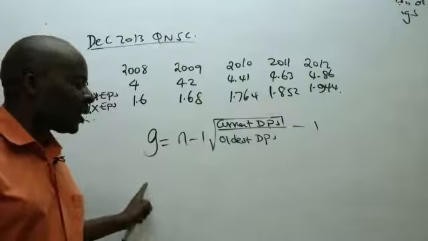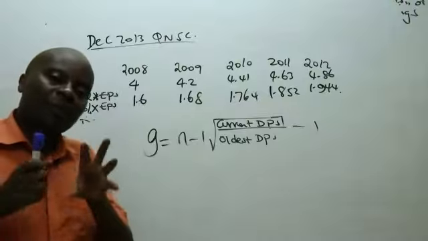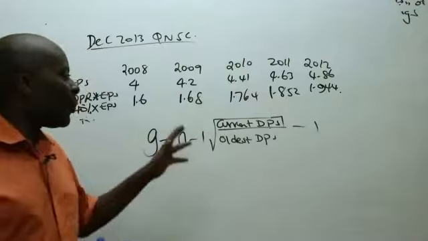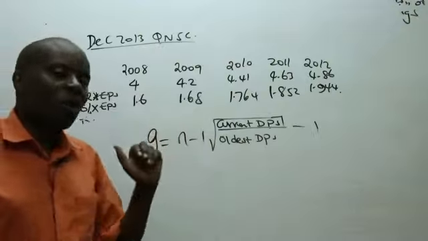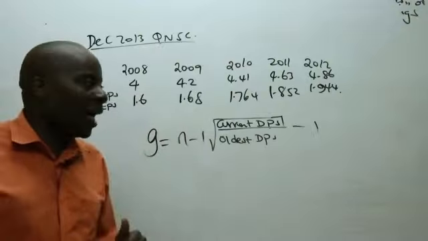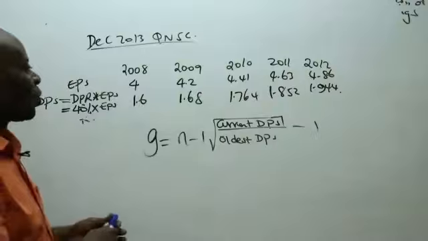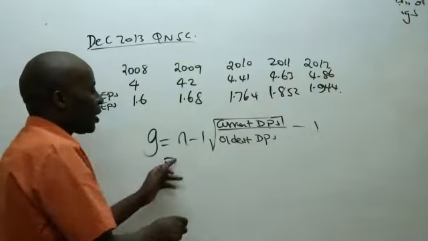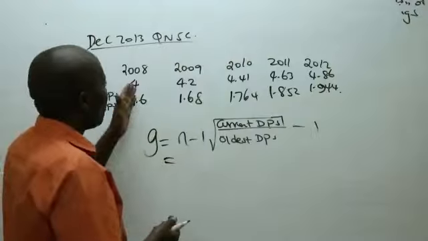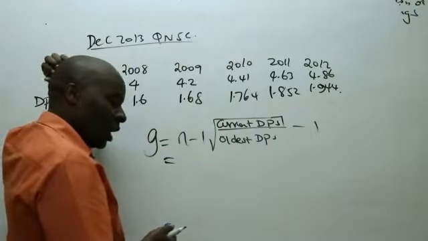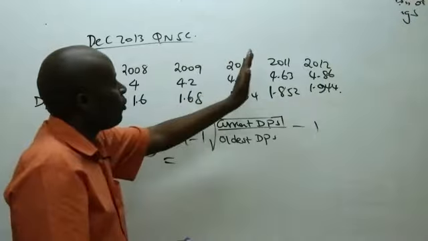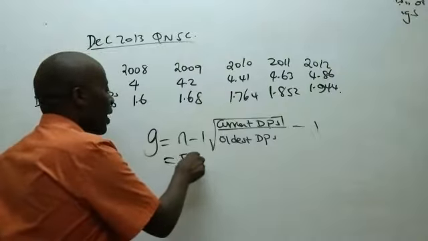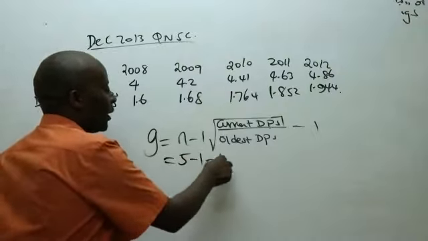So this is a very important formula which we shall be using whenever we have a multiplicity of dividends per share. In this case, N stands for number of years. You count the number of years we have. How many do we have? 1, 2, 3, 4, 5. So our N is 5. So 5 minus 1 gives us 4.